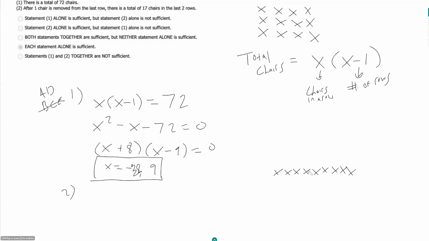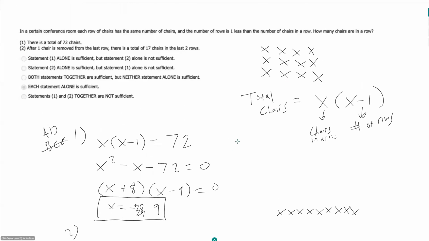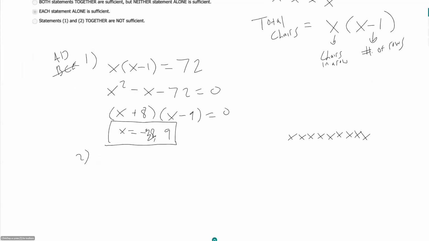So if there's 18 chairs in the last 2 rows, every row has the same amount. That's 9 chairs in a row. And that directly, no equation or anything needed, directly answers the question. D is the answer.